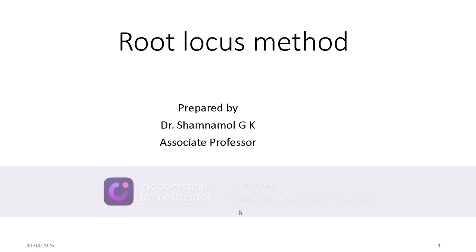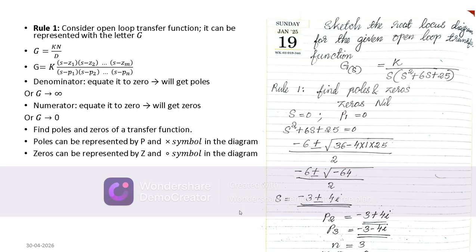Hi all. I'm going to discuss the root locus method, which is a graphical method for checking the stability of a system. In a control system, if you wanted to check the stability, one of the methods is the root locus method. As I already mentioned, it is a graphical method, and there are certain steps involved.